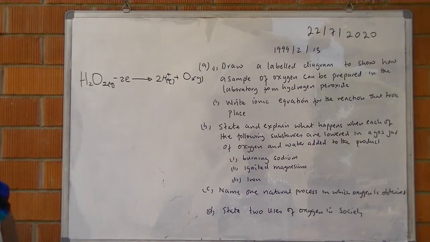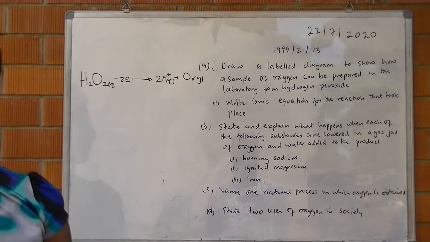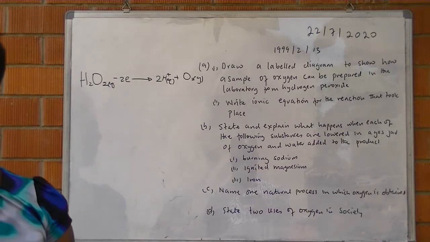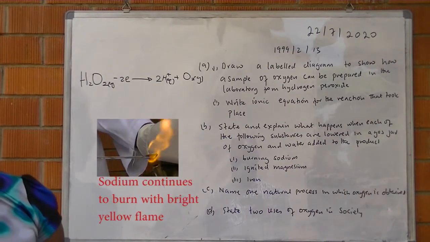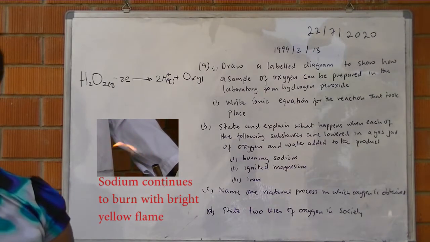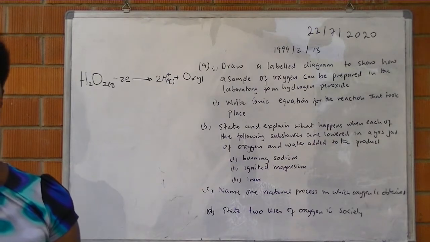State and explain what happens when each of the following substances are lowered in a gas jar of oxygen and water is added to the product. Burning sodium. I think you are recalling the color of burning sodium. So when we insert the burning sodium into a jar full of oxygen, it will continue to burn with a bright yellow flame. And when the solid is dissolved in water, it will produce an alkaline solution.